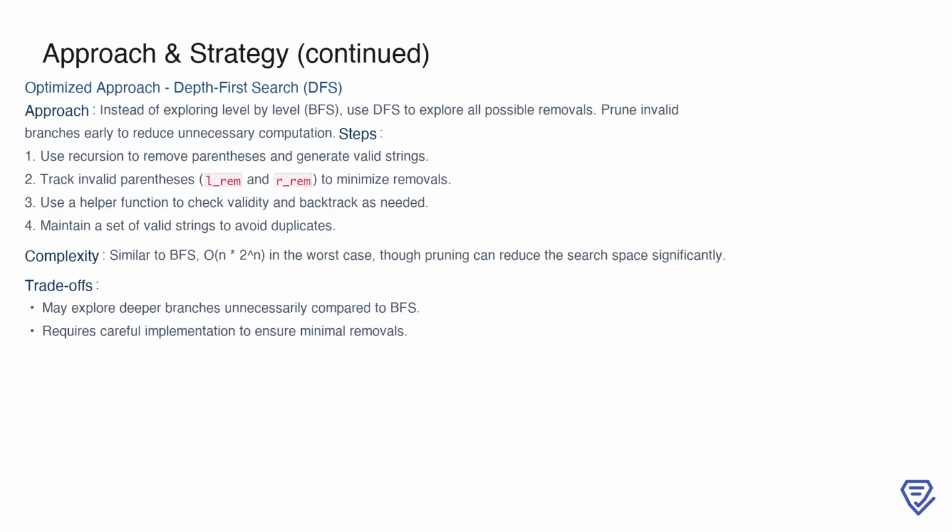A helper function checks validity, and we use backtracking to explore all possibilities. To avoid duplicates, we maintain a set of valid strings. While DFS has the same worst-case complexity as BFS, n*2^n, it can reduce the search space significantly by pruning unnecessary branches. However, one drawback is that it may explore deeper branches unnecessarily, making it less efficient than BFS in ensuring the minimum number of removals. DFS requires careful implementation to guarantee correctness while minimizing computation.